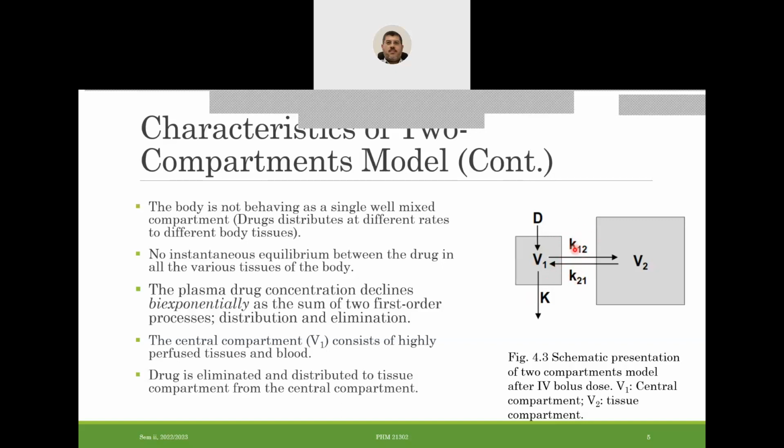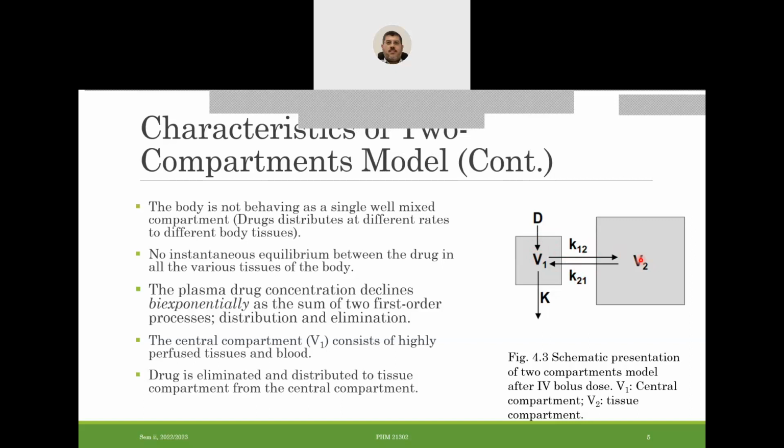One indicates the distribution of drug from the central to the peripheral compartment. We call it K12. K12 indicates from compartment 1 to compartment 2. The opposite will be the other rate constant that indicates the back distribution of drug from the peripheral into the central compartment. Call it K21. So it is a two-way process. The distribution is a two-way process to keep equilibrium between the blood concentration in the central and peripheral compartments.